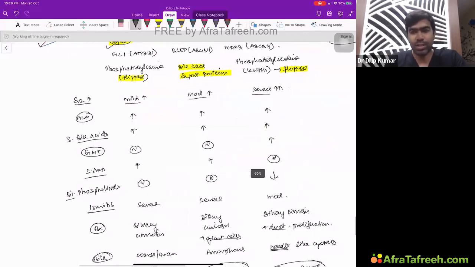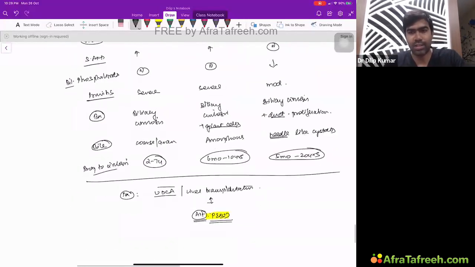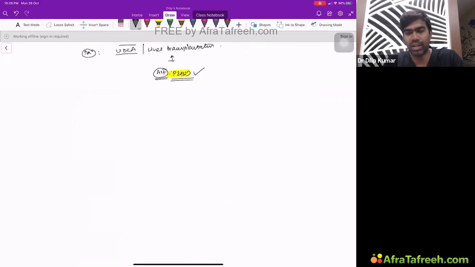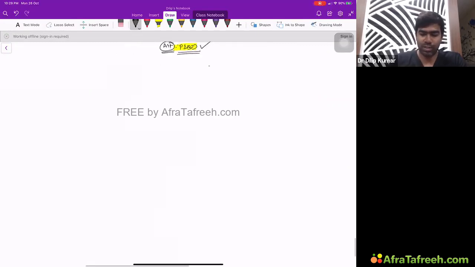And the treatment is UDCA, liver transplantation. Sometimes they can do a surgery, that is partial external biliary diversion, otherwise referred to as a cholecystojejunocutaneostomy. So that's the other name for that. But nevertheless, there is an interesting association.